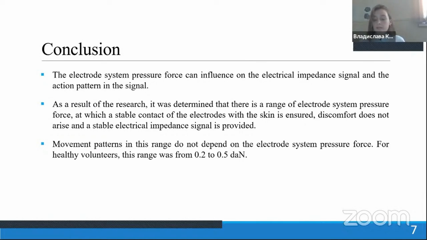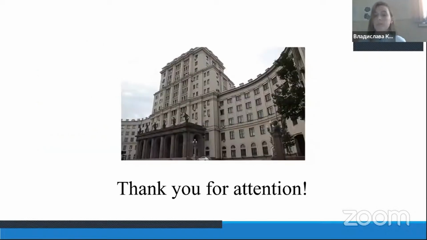For healthy volunteers, the range was from 0.2 to 0.5 decanewtons. Designing control systems based on this result will provide proportional control, prevent the formation of erroneous commands, and improve the quality of device control. Thank you for your attention. I'm glad to answer your questions.